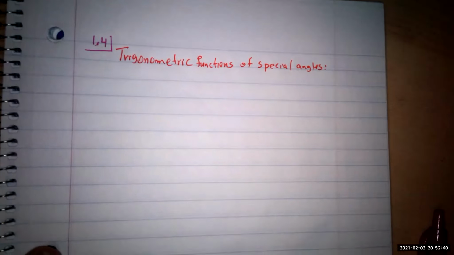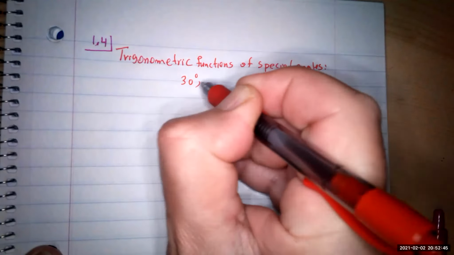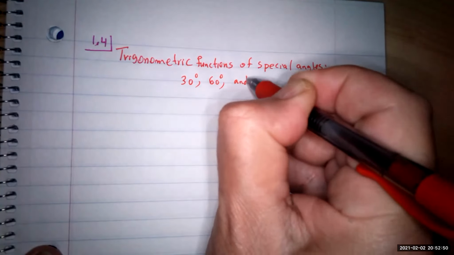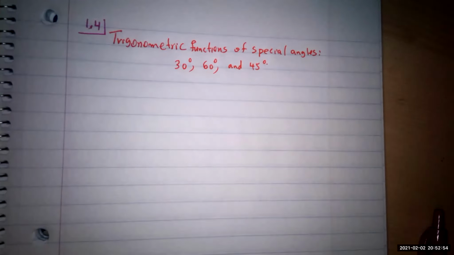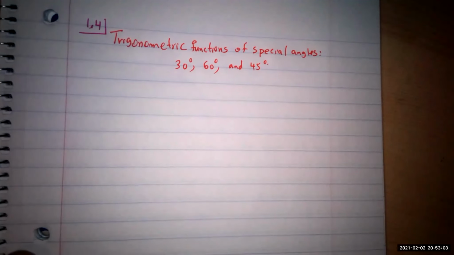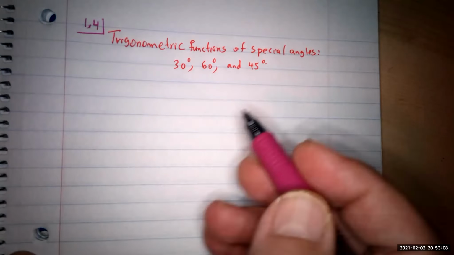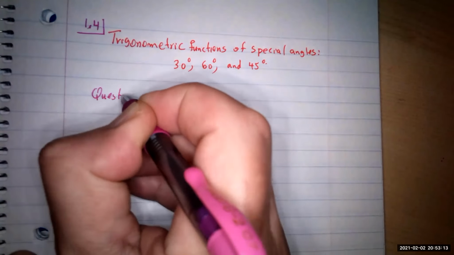The angles that your book calls special are 30 degrees, 60 degrees, and 45. Let me just do one of them quickly. We don't have to know how it's derived, but we have to know the result. So I'll give you one as an example. This is the question that I'm going to answer.